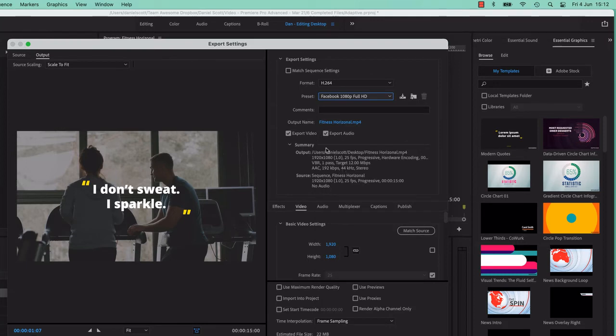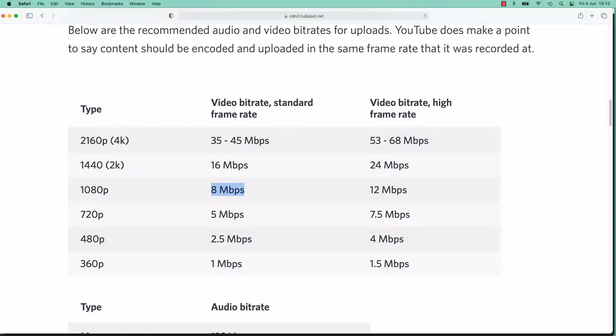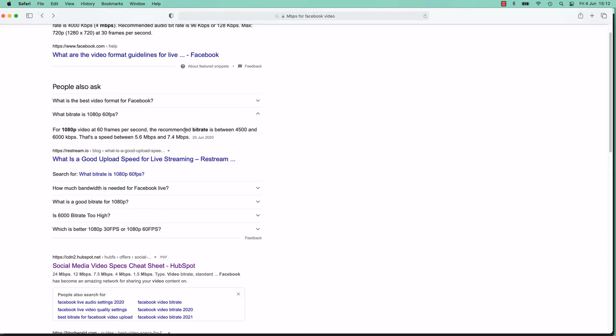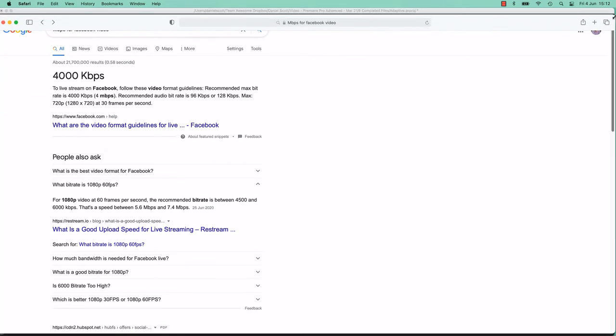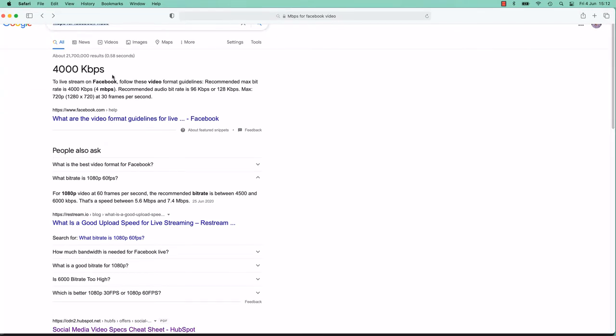So if you're like, okay, that seems good, is 12 good? What should be the megabits per second? Just do a Google search. Just go out and have a look. I just typed in up the top here. Not sure why you can't see it. Anyway, I typed in the words megabits per second for Facebook video, and you have a look around and try and find it.